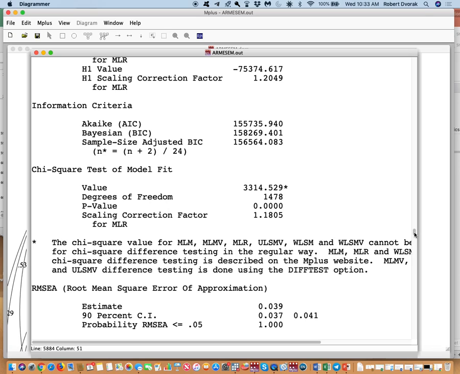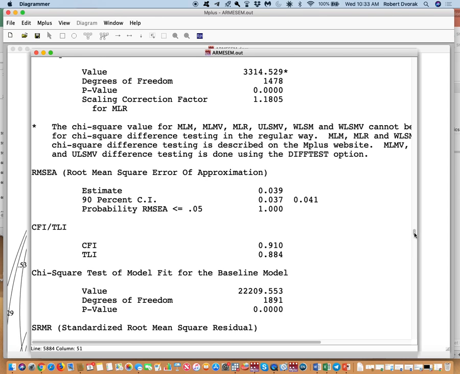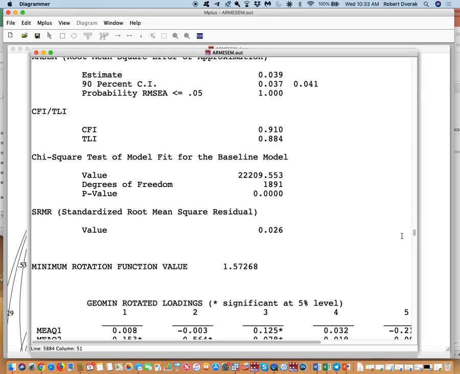Chi-square is going to be significant again. We know that, right? RMSEA looks good. Our CFI now crosses that 0.91 threshold, right? And we know that SRMR is going to be good.